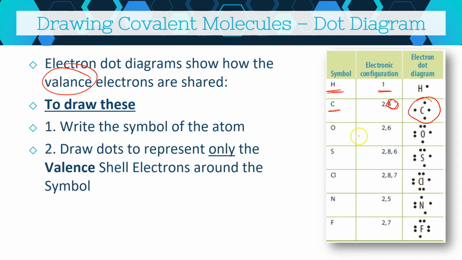If we move on to oxygen, oxygen has 2 electrons in the first shell, 6 in the second. So we're going to put that 6 around the oxygen. And if you go through, you'll see that something like sulfur, even though it's got more electrons than oxygen, remember it's the valence electrons we're interested in, so it's also only got 6 valence electrons. So like oxygen, it's got 6 dots around it. It's really important that you recognize that it is actually the valence shell electrons that we're using the dots to represent, because otherwise you're going to do the wrong thing.